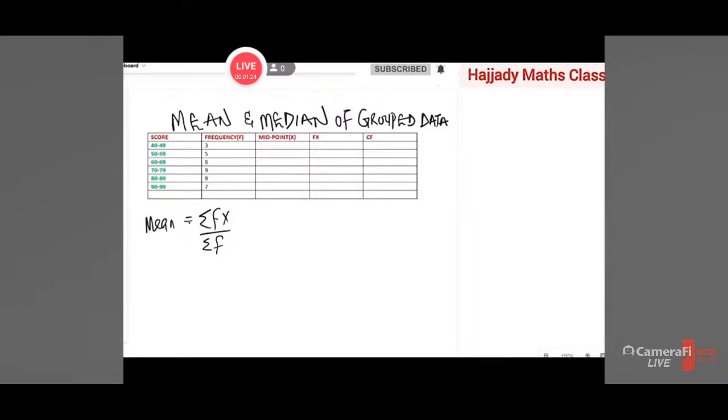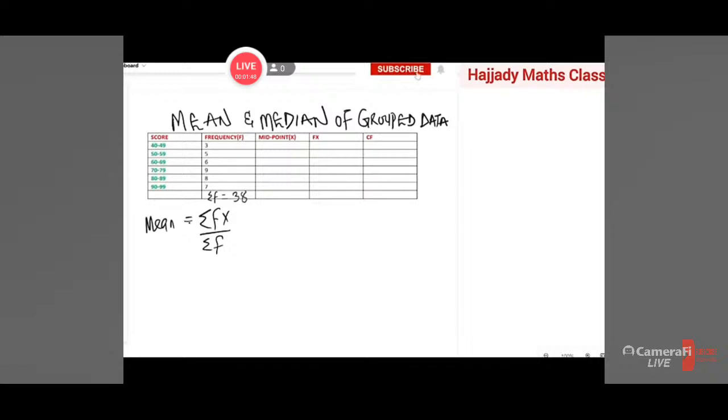Now the first thing we are going to do is to calculate the summation of our frequency. We know that the summation of our frequency is the addition of everything: 3 plus 5 plus 6 plus 7 plus 9 plus 8 and 7. This is going to give us 38. That is the summation of our frequency.